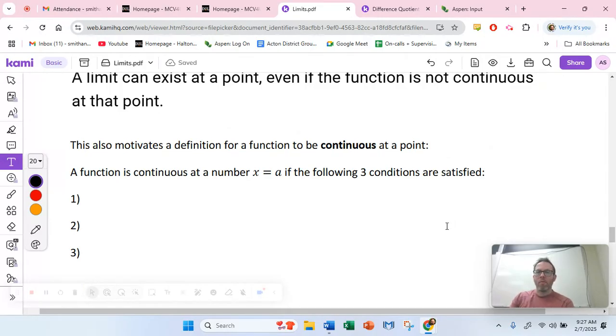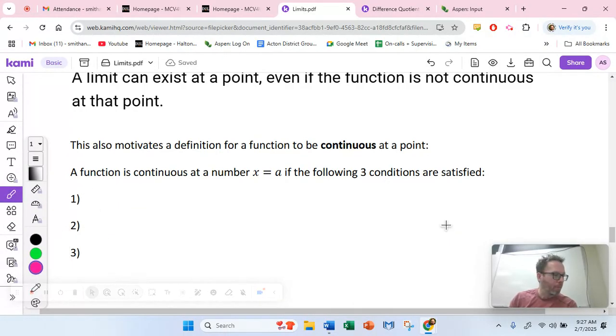All right, so what does it mean for a function to be continuous at a point? I'm going to give you guys the first two conditions and then give you an example about why we need a third one. So first of all, a function is continuous at some number a if f at a is actually defined. So basically, there's a point there. The function exists there. And it's continuous if the limit as x approaches a of f at a exists.